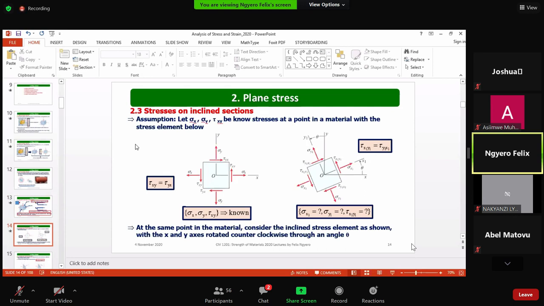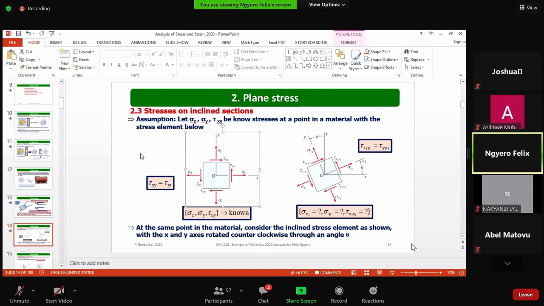In most cases, in the problems you'll be dealing with, you'll be given a state of stress at a particular point. In other words, you'll be given numerical values for sigma x, sigma y, and tau xy at a particular point. And then at that same point, you will be required to compute the state of stress along an axis that is oriented at a certain angle from the original axis. Like, what would be the state of stress if we rotated this element here? If we rotated it by a certain angle, yeah?